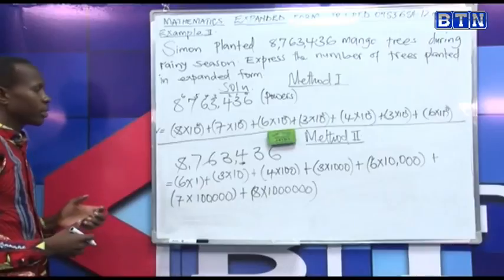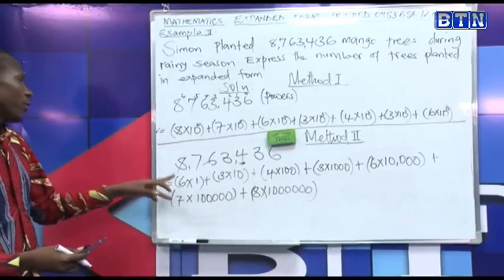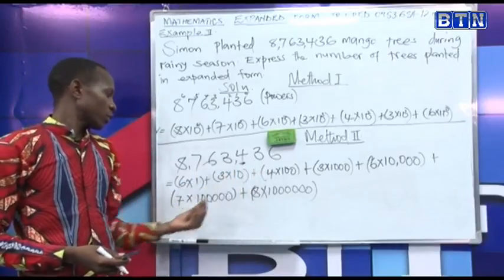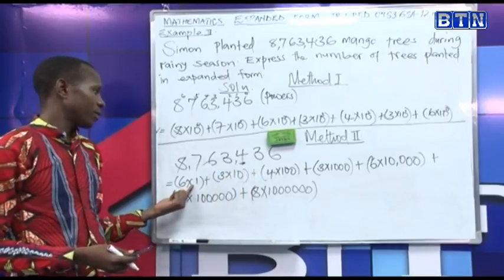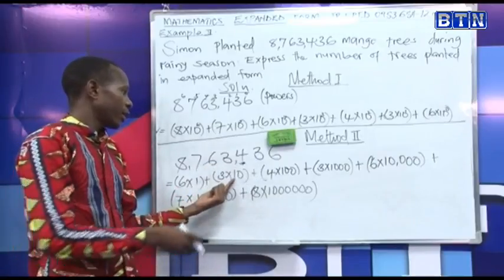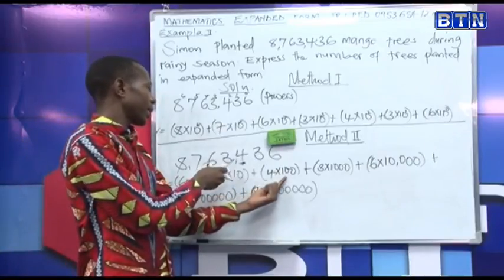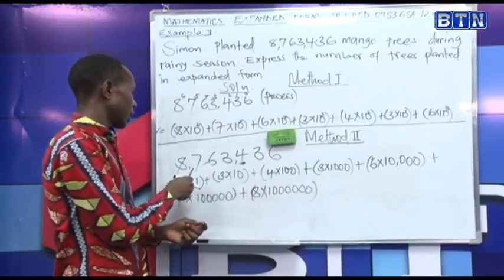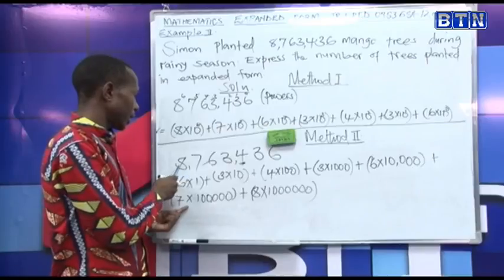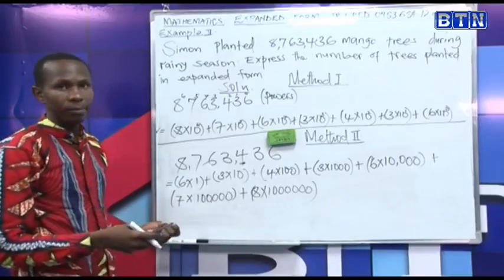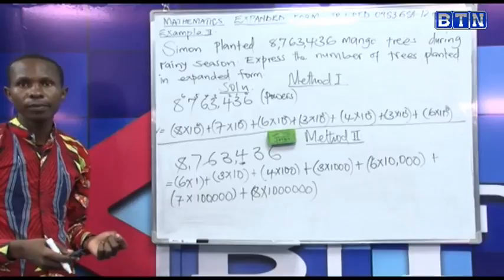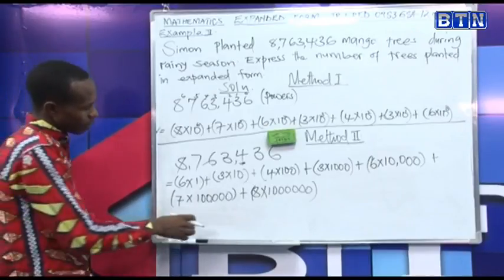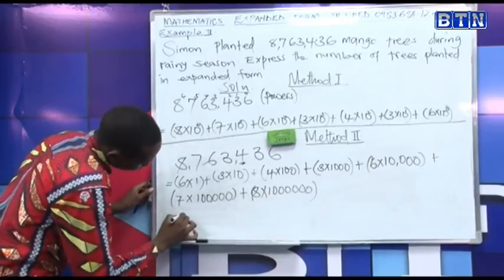So when we come to this, you realize that we have expanded this number. The first 6 which takes the place value of 1, we have multiplied by 1. The 3 by 10. The 4 by 100. The 3 by 1000. The 6 by 10,000. The 7 by 100,000. The 8 by million. So when you look at this, you shall still continue to write everything now as values. So let me remove the brackets.